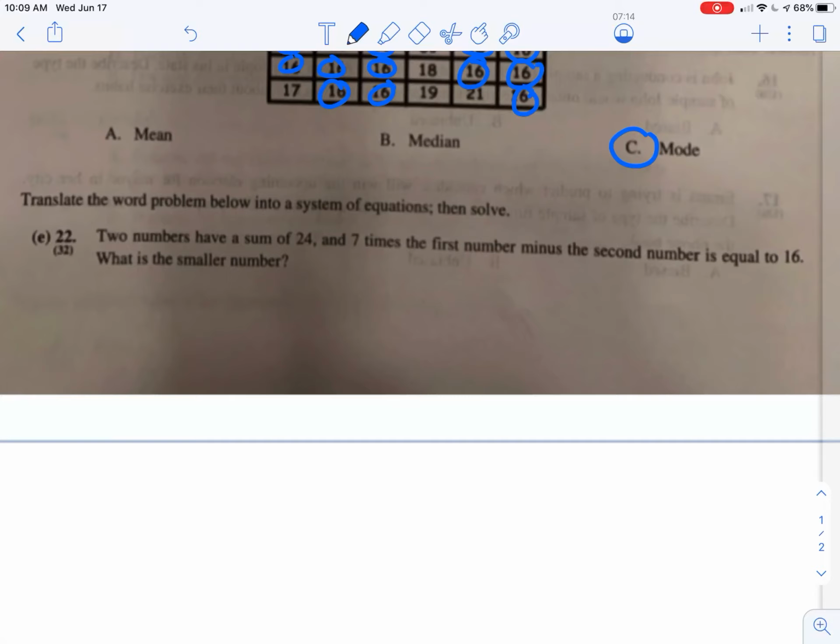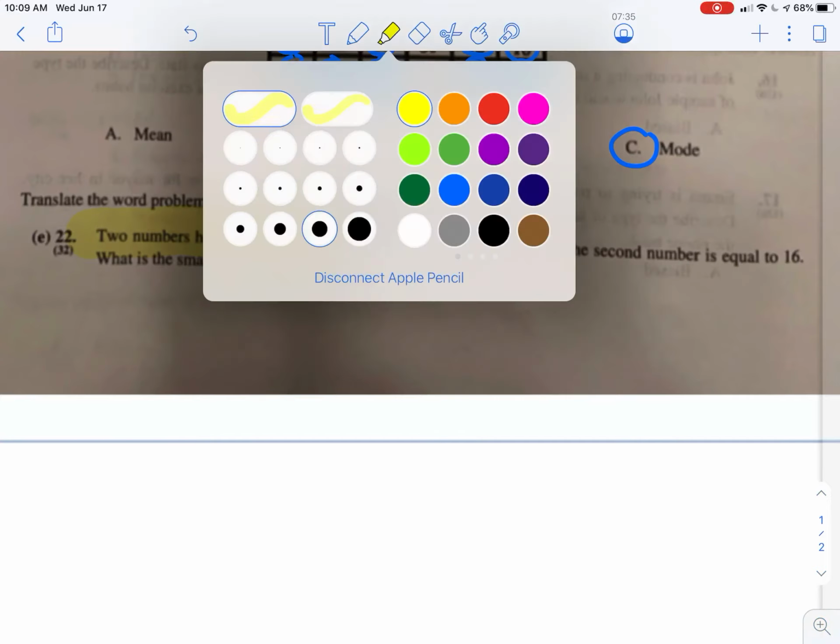Let's read this. We have two numbers that have a sum of 24, and 7 times the first number minus the second number is equal to 16. Okay, so what I see here, if you listen to this, there are two equations that we're going to write here. So this sounds like a system of equations. Two numbers have a sum of 24.